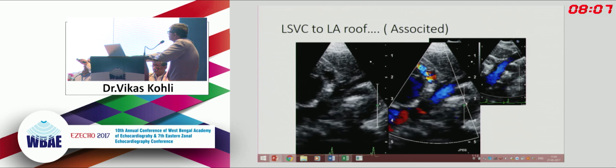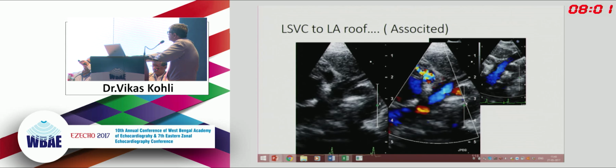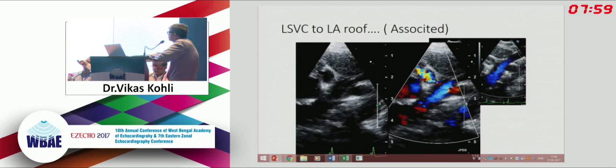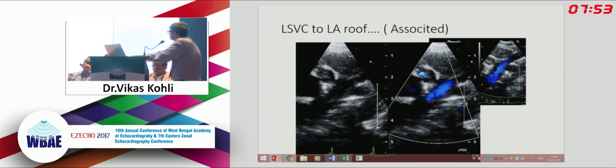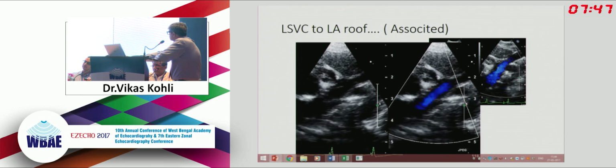This index case also had an interesting co-association, which is because of the AVSD possibly. We are seeing a bilateral SVC with the LSVC coming to the roof of the LA, and surgeons need to pay attention to this fact also, because if they repair only this without taking care of the LSVC roofing, the child will be significantly cyanotic even after the surgery.